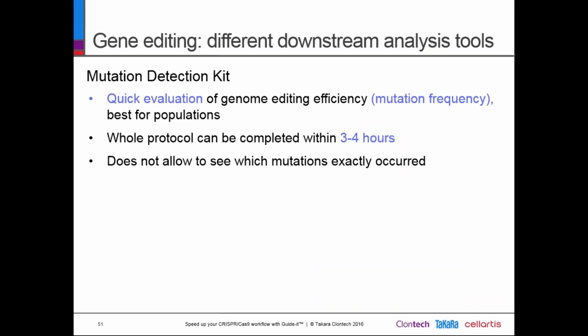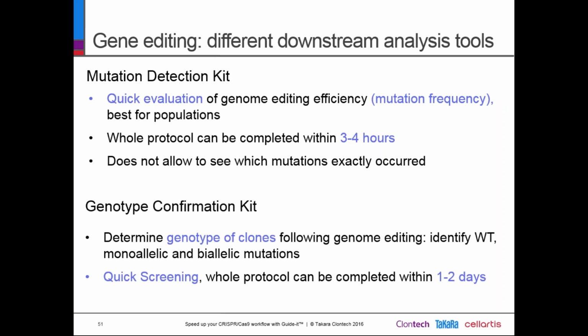So just to summarize these 3 different downstream kits. The first kit we saw is the mutation detection kit, and this is really, as I said, a quick and dirty kit. It's a very quick evaluation of the mutation frequency in your cell population. So this one cannot be used with clones. It's really good for populations. It's very fast, 3 to 4 hours, and it allows you to see whether it's worth going on, for example, and select single clones. You can also roughly compare mutation frequencies from one experiment to another, but this kit will not allow you to see which mutations exactly occurred. It gives you more a rough percentage of efficiency.